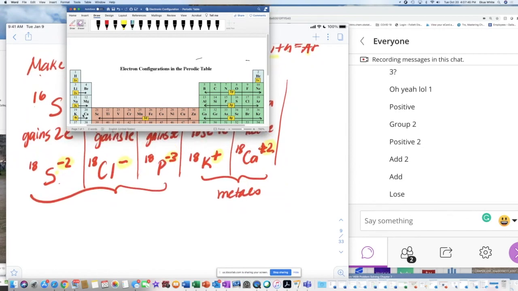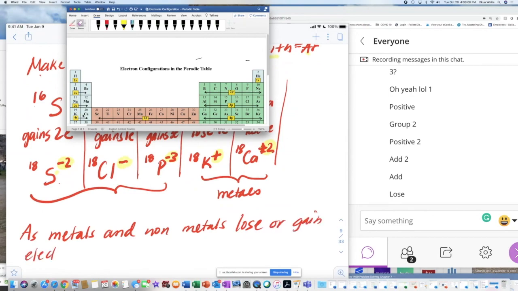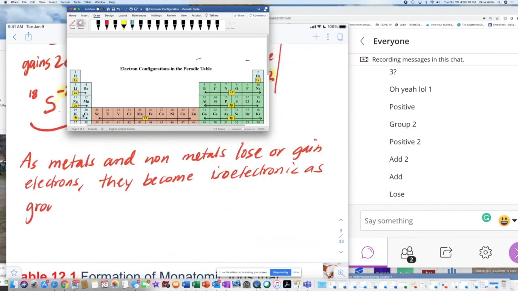For all of these, metals and nonmetals, lose or gain, because the metals lose first, lose or gain electrons, they become isoelectronic as group 8 elements. So down the road, we'll learn about the octet rule.